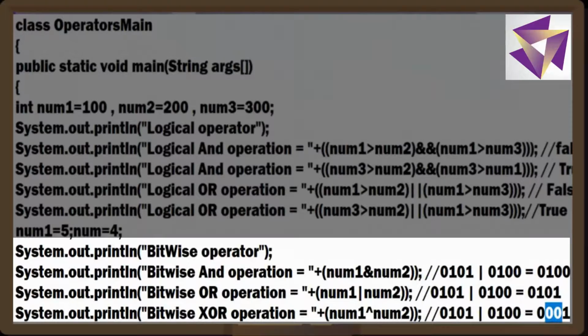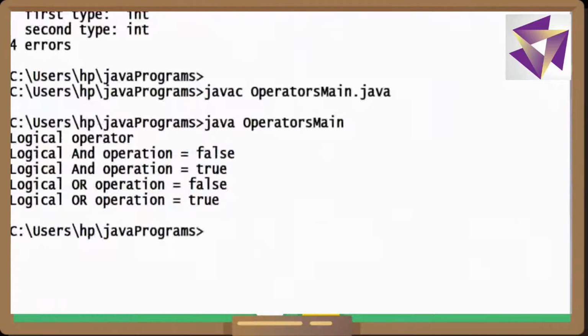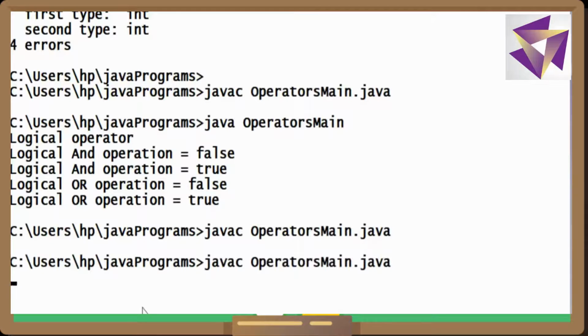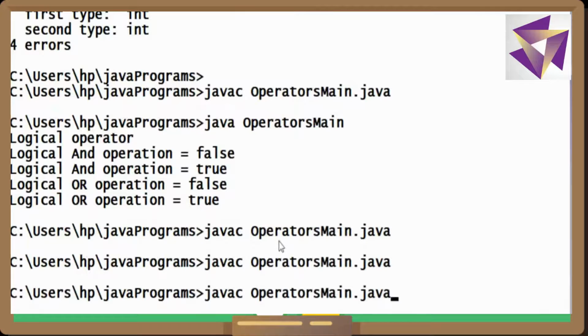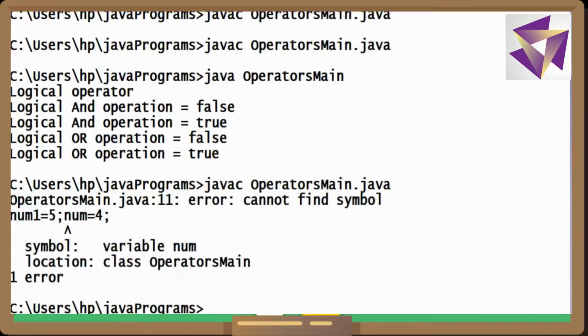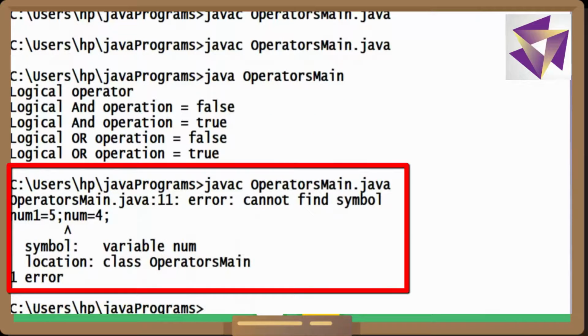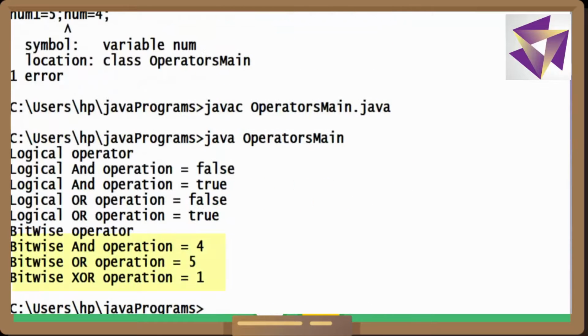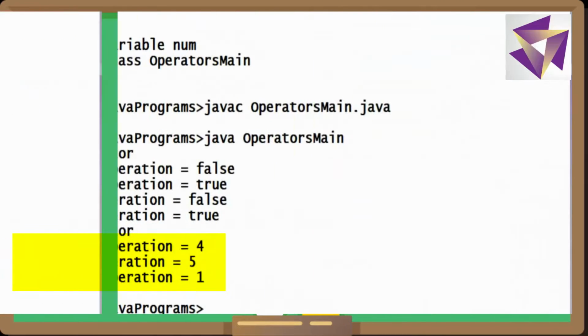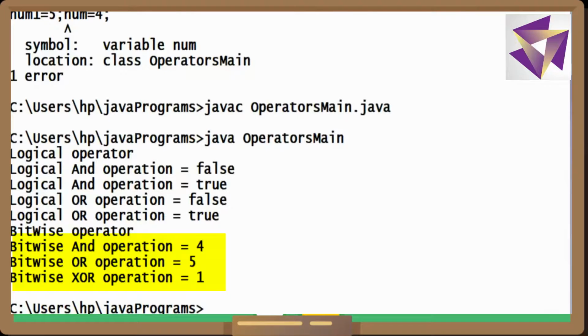I'm switching over to the compiler now, and in the compiler I'll just write operator main.java, and then I'll compile this. After this I'll execute. Okay, so there is an issue of a variable. Let me check, it should be num2. Fine. Now let's say compiling this again. Now see, I'm getting 4, 5 and 1. So I hope till this point the operators are clear to you, everyone.